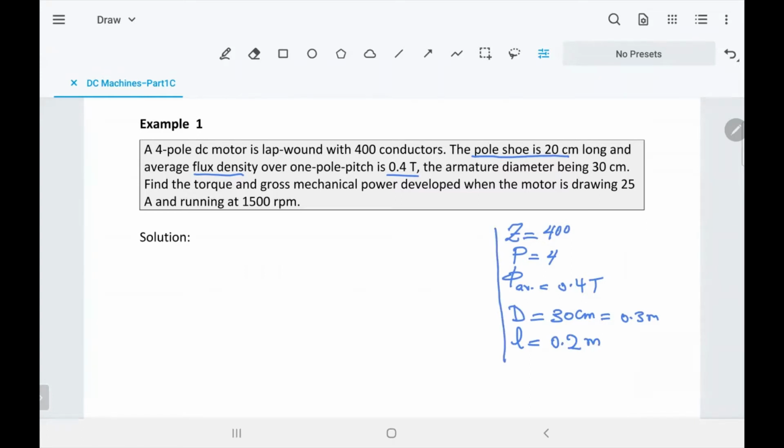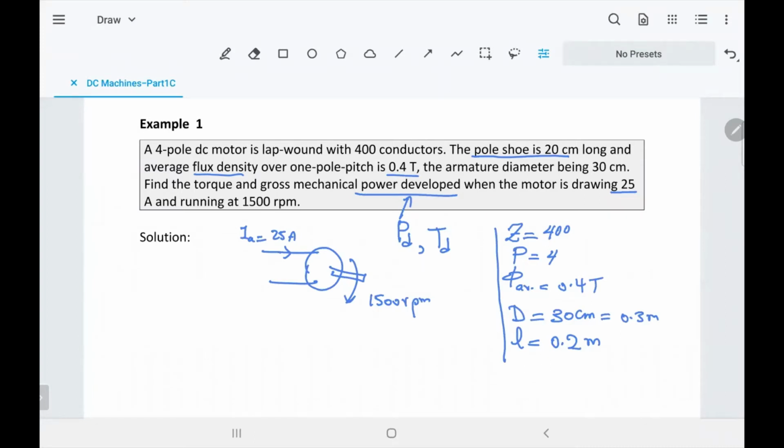Then find the torque and the gross mechanical power developed in the rotor, when the motor is drawing 25 amps. That's the current of the armature, and it's rotating at 1500 RPM. So you need to calculate the developed power and the developed torque. What does developed torque mean? It's the raw electromagnetic torque produced by the motor before it goes to the shaft and loses the mechanical losses.